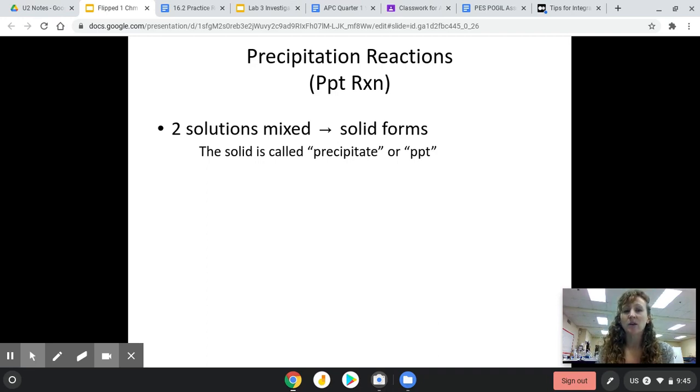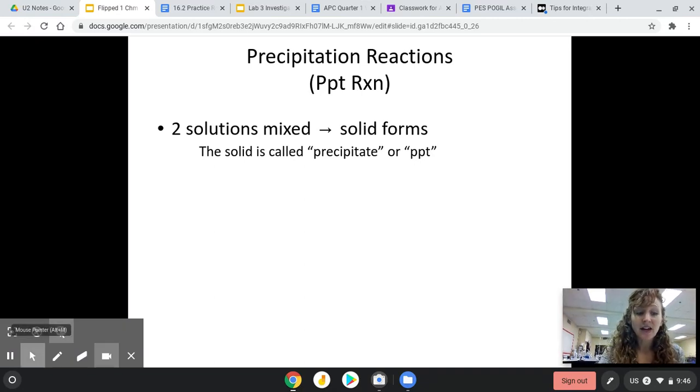When you have a precipitate formed, what happens is two solutions are mixed. Those two original solutions have ions that are dissolved and floating around in them. And when those ions are allowed to mix, some of those ions combine to form insoluble salts, or sometimes slightly soluble salts. And so that insoluble salt forms a solid. And that is what we call a precipitate.